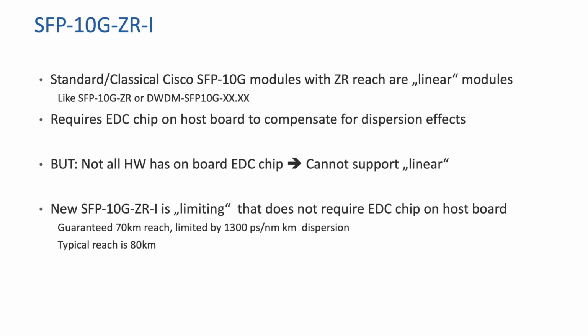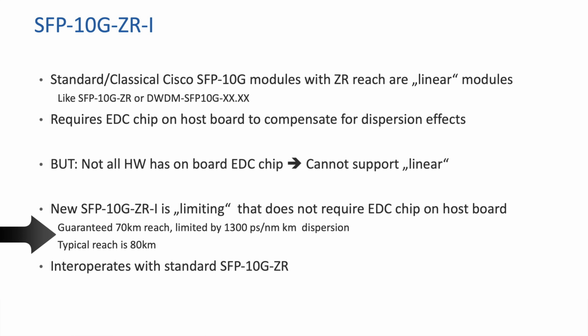Now with the 10G ZR-I, we are bringing a limiting module to the market that does not require an EDC chip in the host module. With these modules, we can then bring 10G ZR reach to the hardware that so far has not been able to support the classical 10G ZR. There's only one small caveat to the story. The guaranteed reach for these 10G ZR-I is not 80 kilometers, it is 70 kilometers.